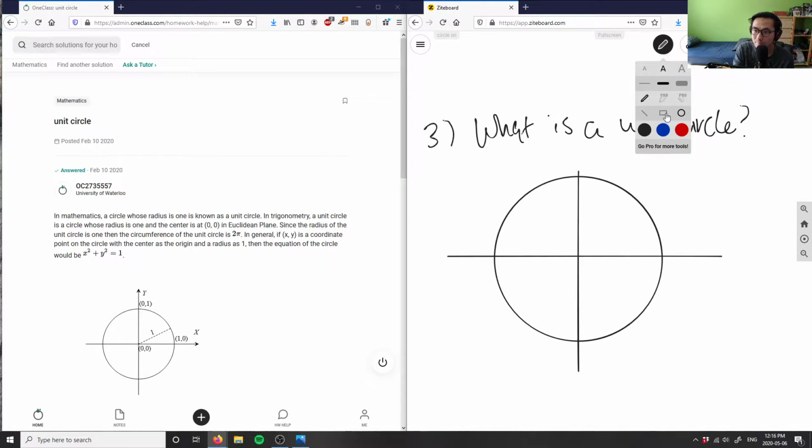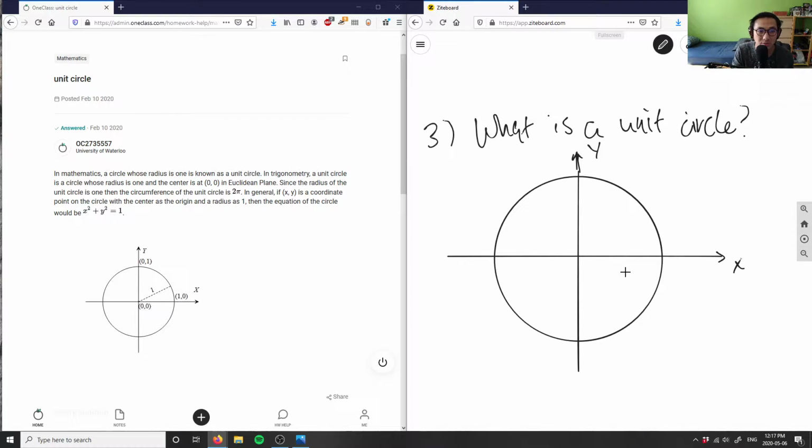Okay. So this is a unit circle, and again, we know that this here is x, this here is y, and for a circle we obviously have a center. In this case, I put (0, 0), and in the diagram they put (0, 0) as well. But basically, an equation of a circle looks something like this. You can think of it as (x minus r) squared plus (y minus s) squared equals r squared. So this here is my equation of a circle.